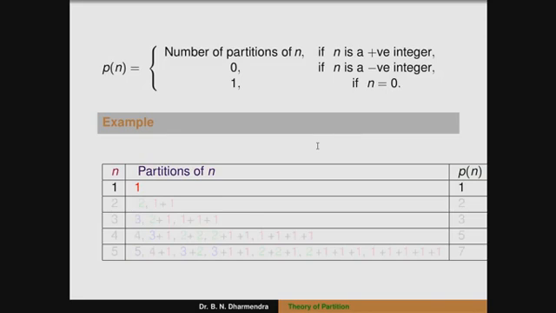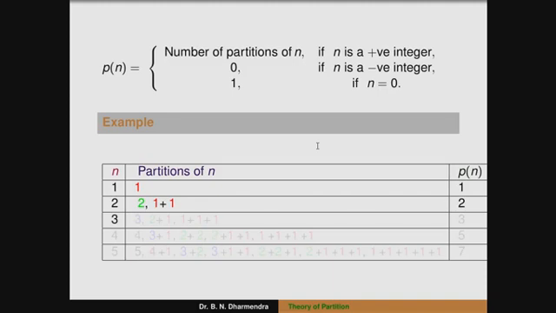Again, next, if n is equal to 2, 2 can be written as the first partition 2, and the next decreasing term is 1 plus 1. So if n is equal to 2, the partitions of n are 2 and 1 plus 1. Therefore, p of n is equal to 2.